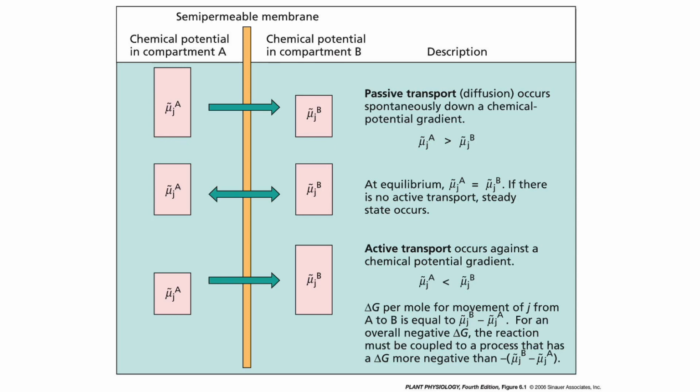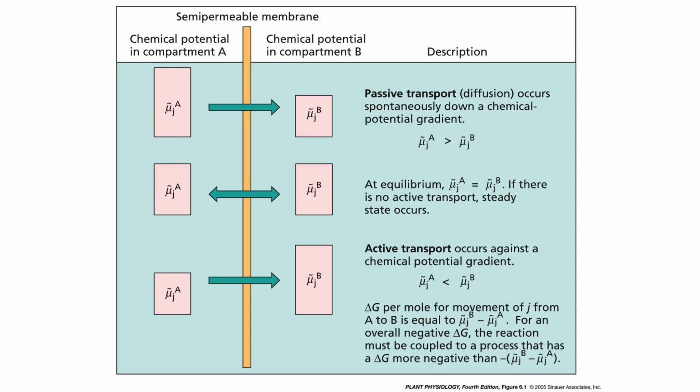So in the upper portion, we see a large chemical potential for J in compartment A, and it moves downhill, or in the direction of mu J sub B, because the chemical potential is smaller. This is a passive transport. It happens spontaneously by diffusion down its chemical potential gradient.